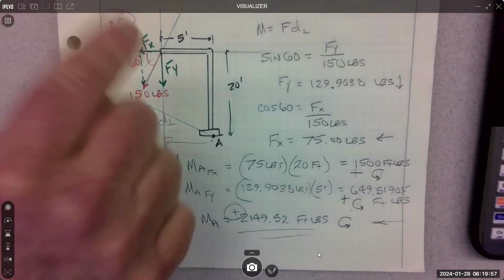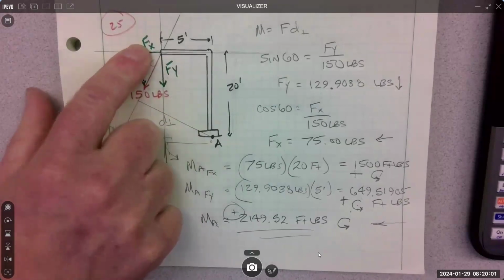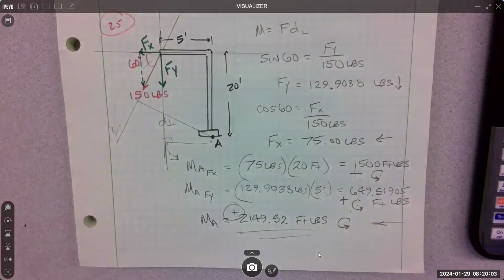So that was the component method. We took the 150, got rid of it, put in X and Y, and then found the moment of X and Y.